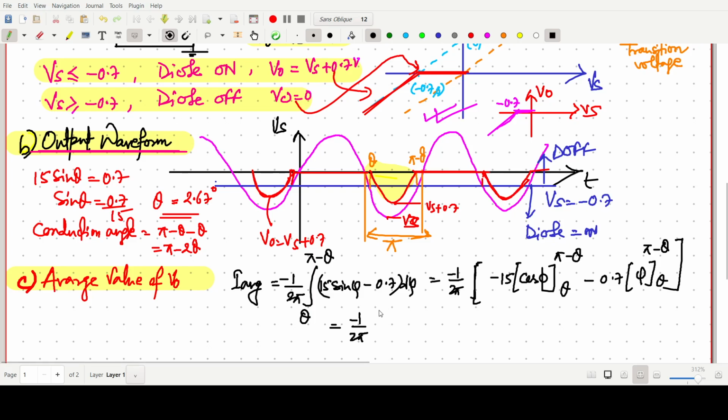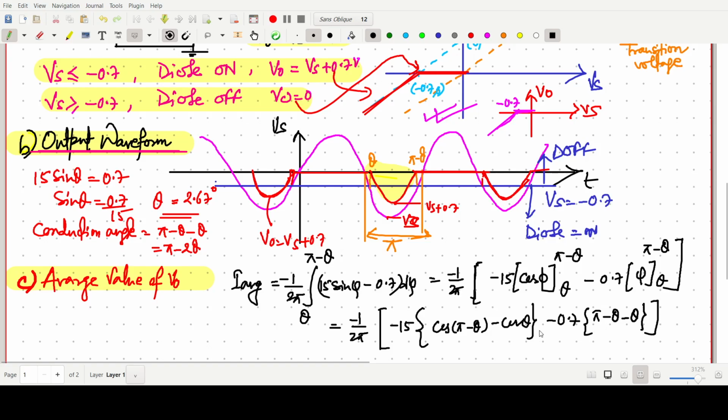So 1 by 2 pi times minus 15 times cos of pi minus theta minus cos theta. For this one, minus 0.7 times pi minus theta. One more line I am writing.